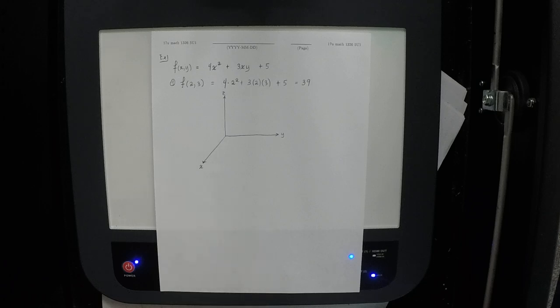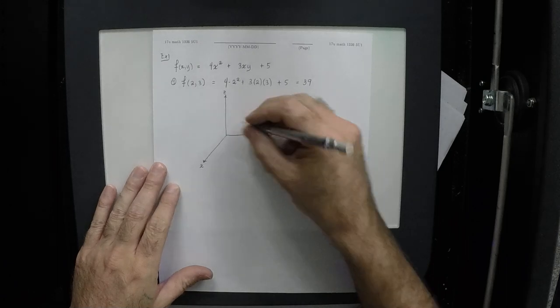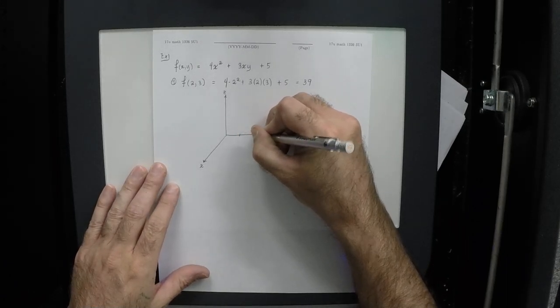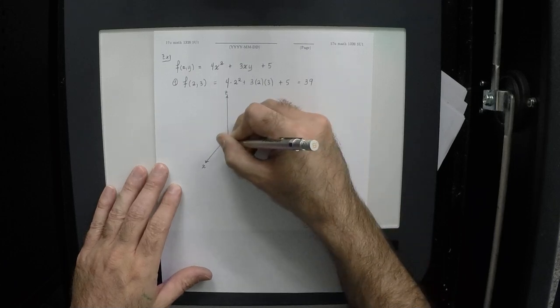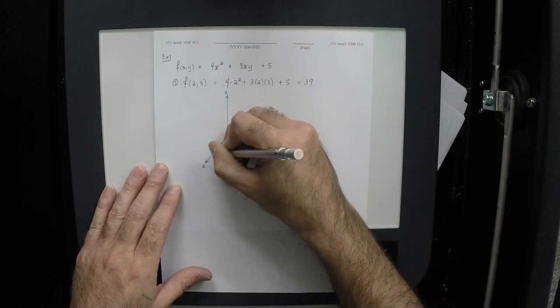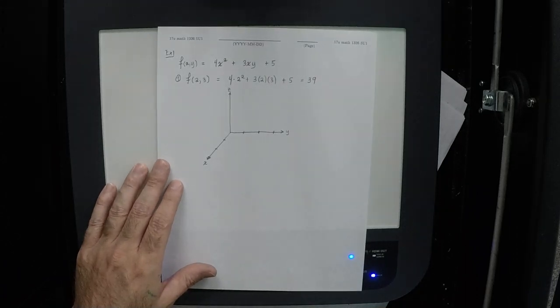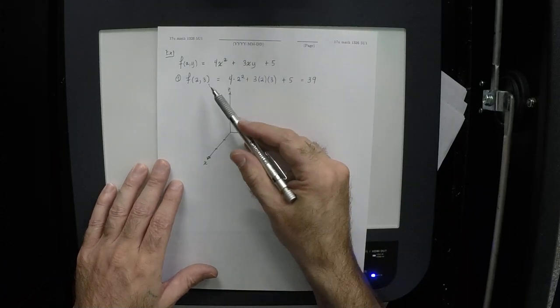Okay, so my question is how can we draw it in a convincing way, like, yeah, there it is, 2, 3. Where is it? Well, let's draw. Maybe this is like 1, and this is 2, and this is 3, and this is 1, 2, 3. Then where is the point 2, 3?